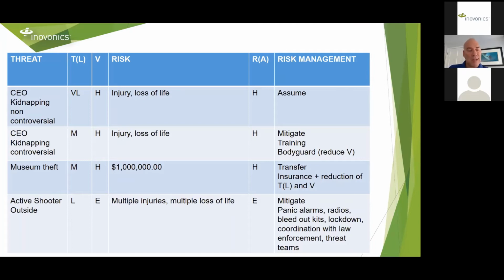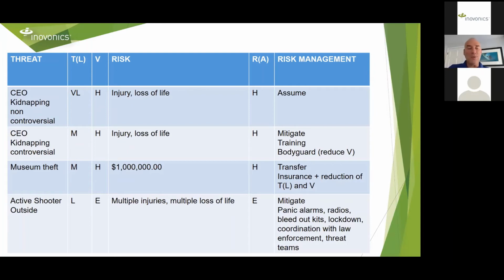Museum theft. Now, this is something that we can measure qualitatively. Let's say there's an exhibit that's worth $1 million. That museum is probably going to transfer risk by purchasing insurance, but also if there's visible security technology or a security guard, that can also reduce threat likelihood and vulnerability.